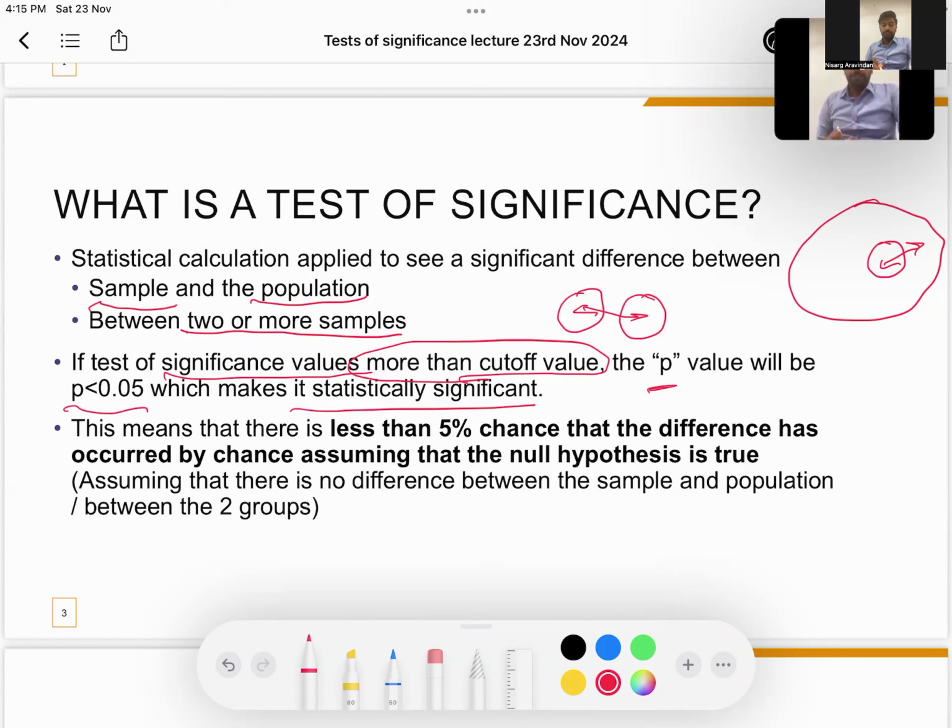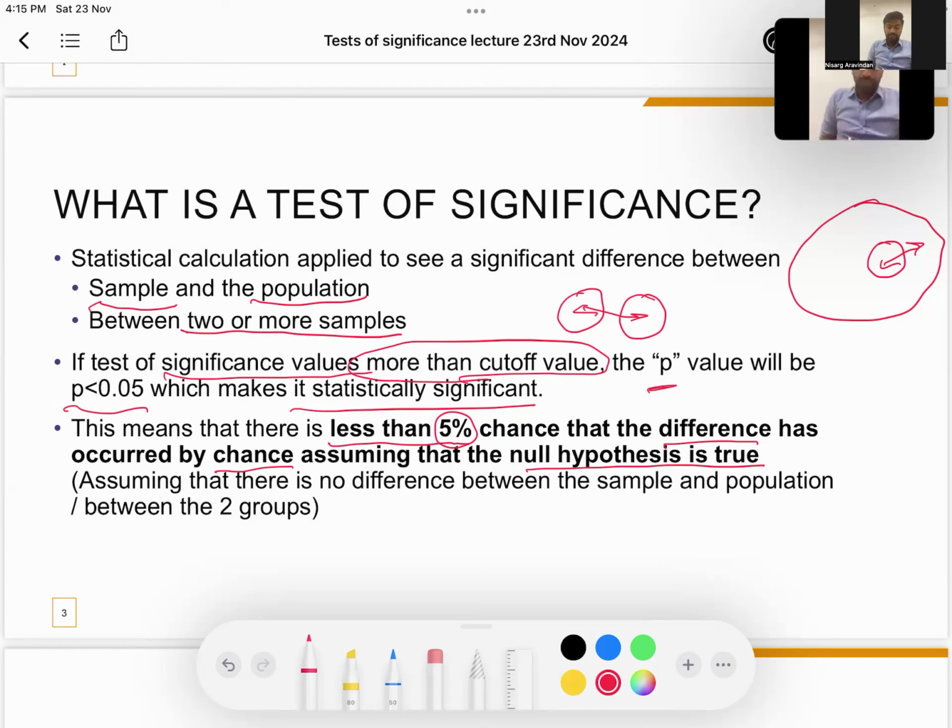A p-value less than 0.05 means that there is less than a 5% chance that the difference has occurred by chance, assuming that the null hypothesis is true. So there's less than a 5% probability that the difference has occurred by chance. So you're 95% sure that the difference between two drugs or two therapies is significant, when you assume that the new therapy is not different from the old therapy. That means that it's more often that there is a significance.